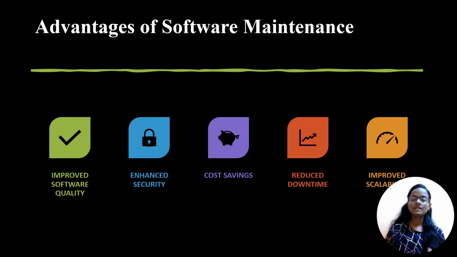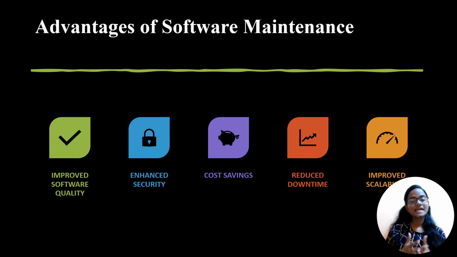So earlier we have discussed the types and phases of software maintenance. Now we will see the advantages of software maintenance. First one is improved software quality. When a software is functioning efficiently and when it meets all the needs of the user, it is said to be a software which has more quality. So that quality of a software will be improved when we do the software maintenance.